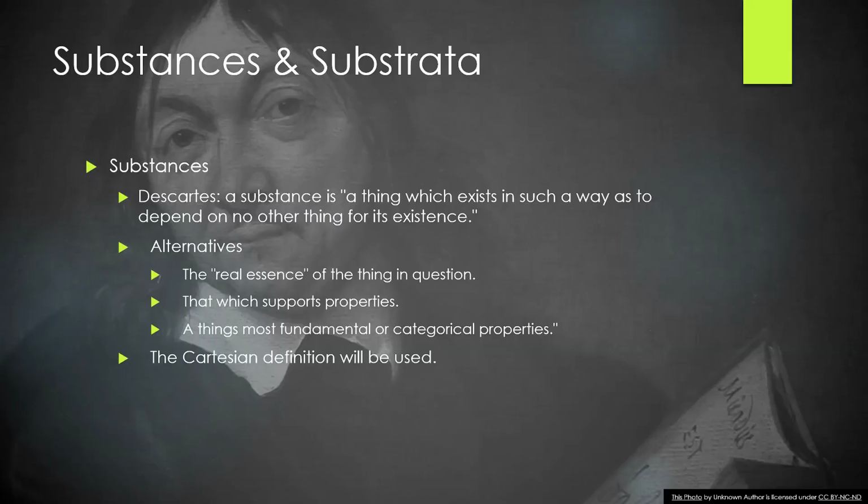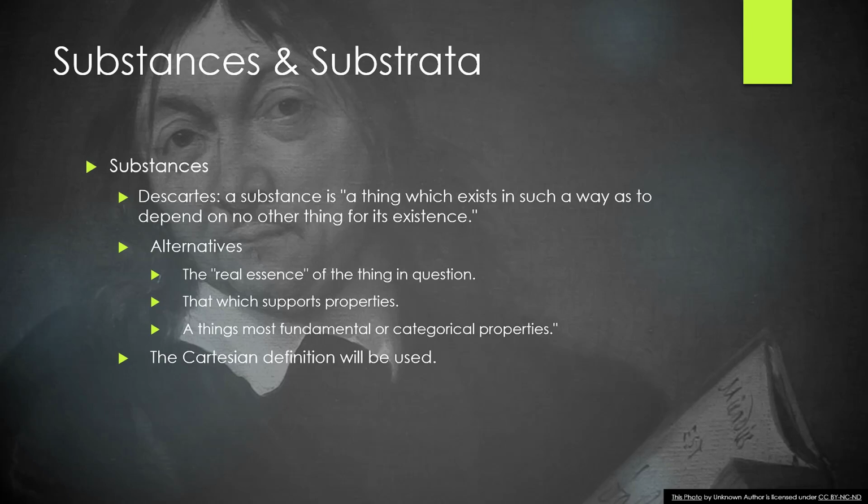Now, the article is, of course, entitled Substances and Substrata. So far, I've been troping and universaling, so I have to deliver some substance. Now, I decided to go with our good dead friend Descartes' account of substance, and translate it into English. He says a substance is a thing which exists in such a way as to depend on no other thing for its existence. And we've seen throughout the course, there are alternatives.